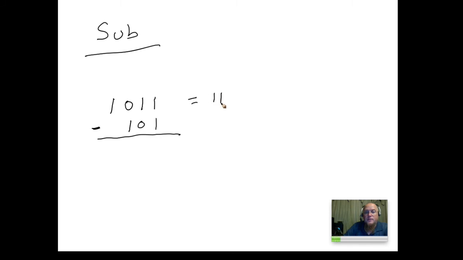Alright, so we know this is 11 in base 10, and this is 5 in base 10, and so the number that we're looking for here is going to be 6 in base 10. So we already know the answer, we're just seeing how we can manipulate the binary. Okay, so here we're going to take the top number, which is a binary 1, subtract it from a binary 1, and we're actually going to get a 0. Okay, if we take a 1 and we subtract 0 from it, we're actually going to get a 1.